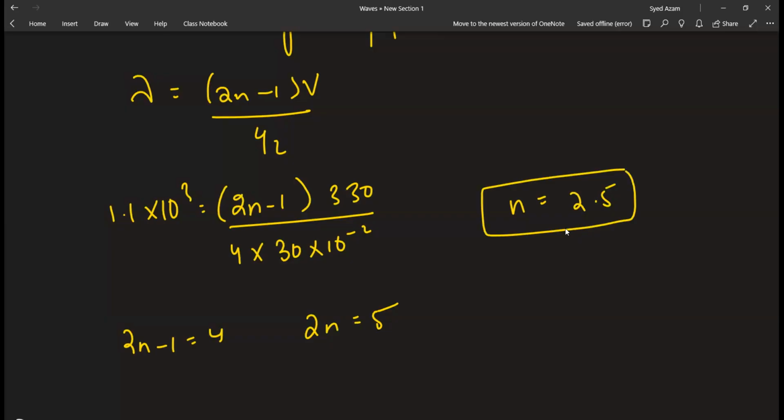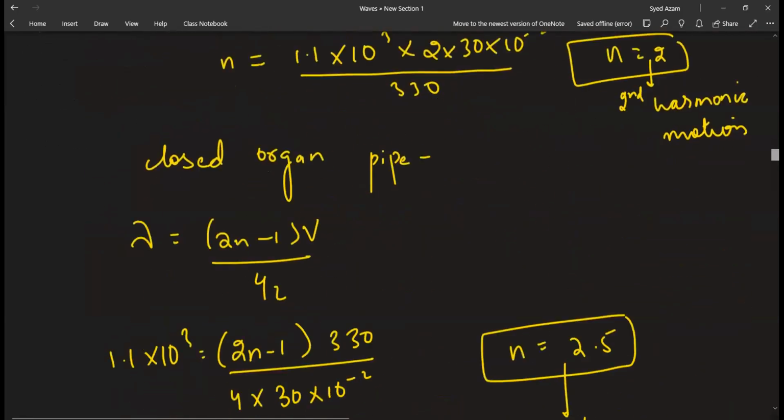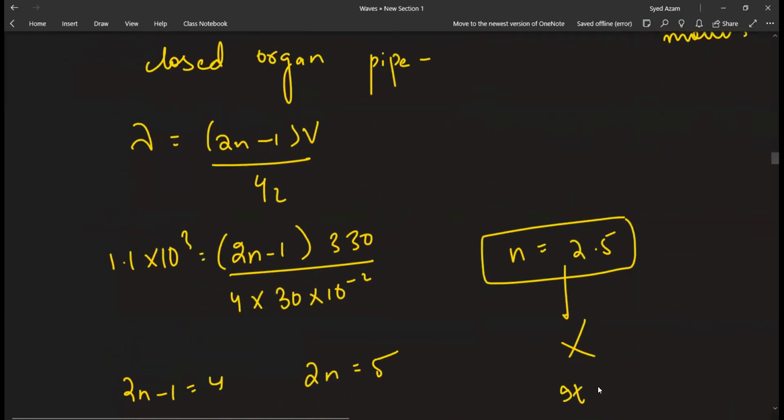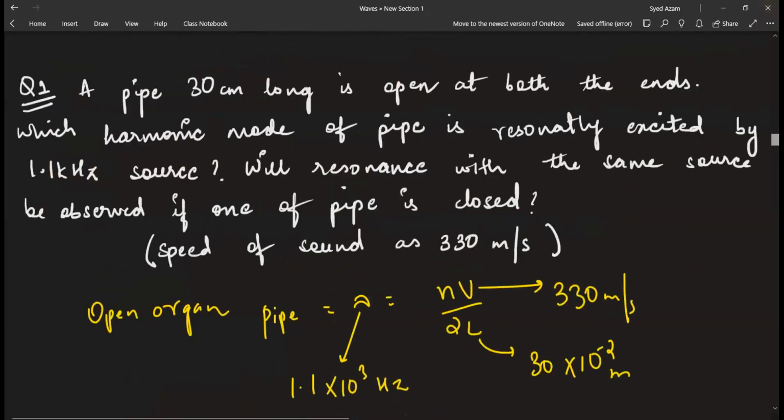Now, is it possible? Out of all the integers 1, 2, 3, how can we get 2.5? So no, it means it won't resonate at this. The question was, will it resonate? So it won't resonate. Okay, write this question. Have you all written the question? Write it.